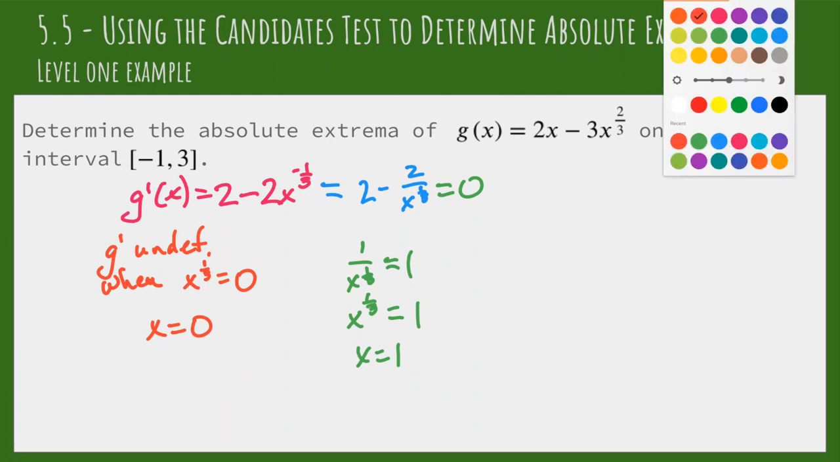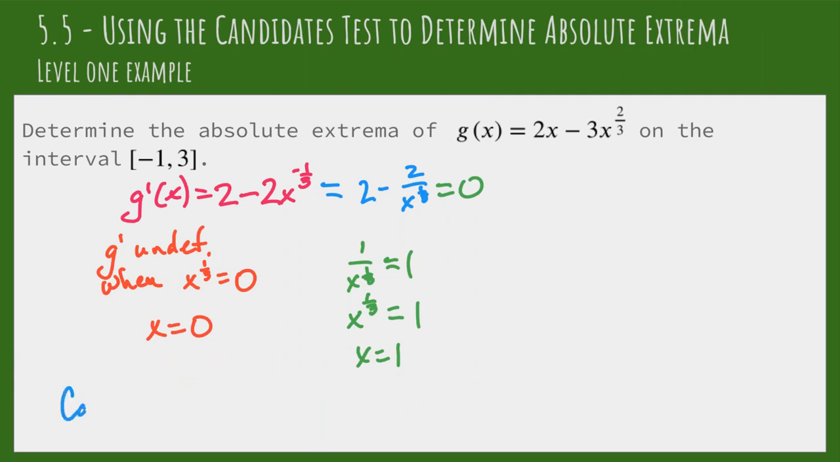We also are going to have candidates at the two endpoints. So our candidates are x equals 0, x equals 1, x equals negative 1, and x equals 3. So 0 is where the derivative was undefined, 1 is where the derivative equals 0, and negative 1 and 3 are the endpoints. Now what we want to do is find the value of the function at those points. Again, we know that the maximum or minimum is going to be at one of these points. We just need to know what the value of g is at the points so we can pick the highest and the lowest.